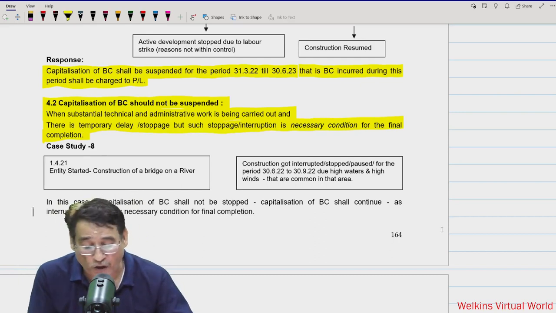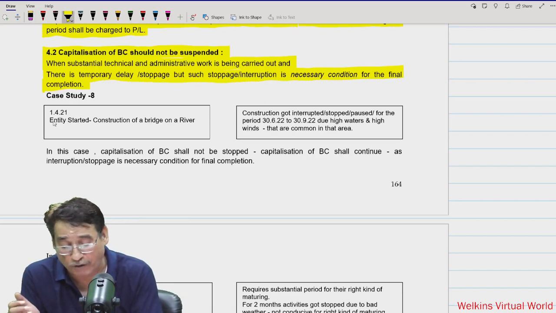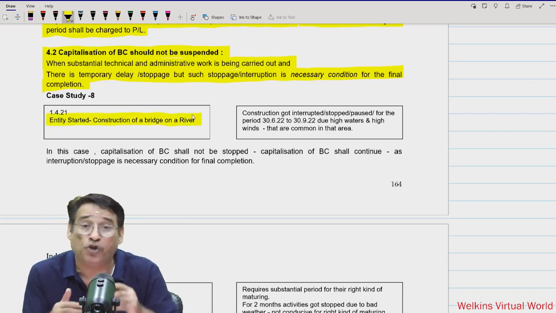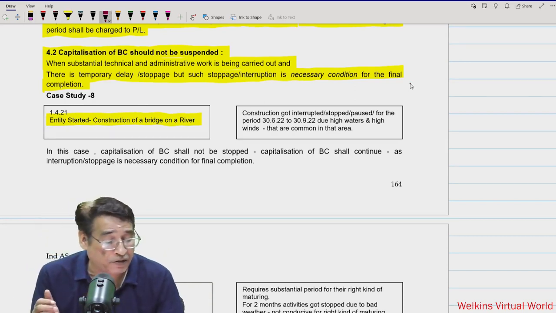Try to understand, you will not be able to understand if I try to make you understand just through these lines, so first have a look over here. Let us say there is an entity and it is constructing a bridge on a river. Correct? There is an entity and it is constructing a bridge.